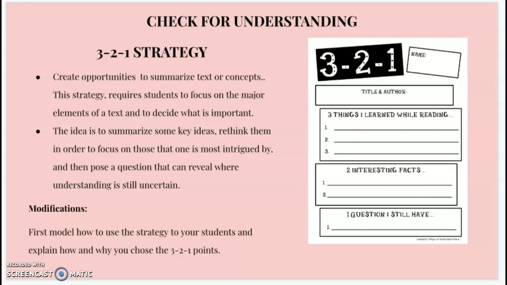So the first one, in order to check for understanding for students, a great strategy would be using the 3-2-1 strategy. Basically, this strategy creates opportunities for students to summarize a text or a concept. It could be used within reading, math, or even science subjects. This strategy requires students to focus only on the major elements of a text, and it allows them to decide what is important to them.